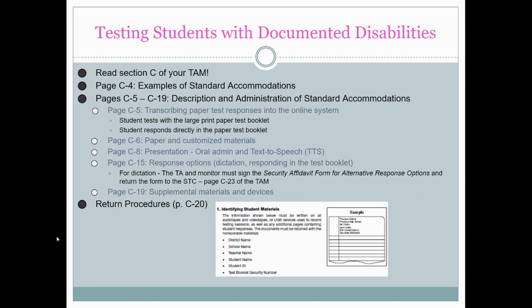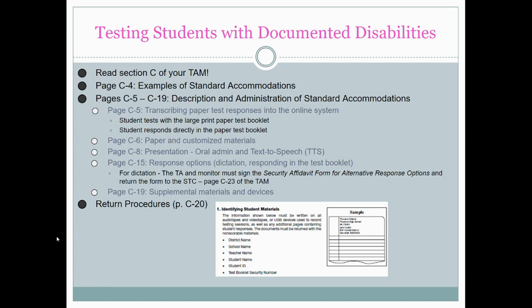Some of you will be transcribing responses because, again, there's no answer document. So if you have a paper tester, please review the policy starting on C5 of transcribing those test responses into the online system. And you can see all these other pages here for specific accommodations that may be at your test site as well.